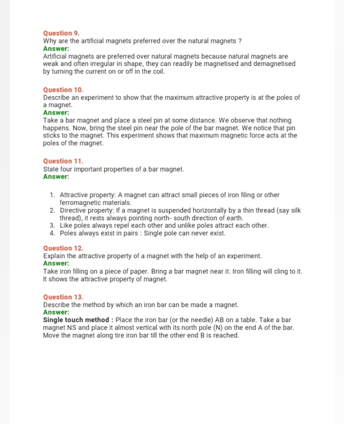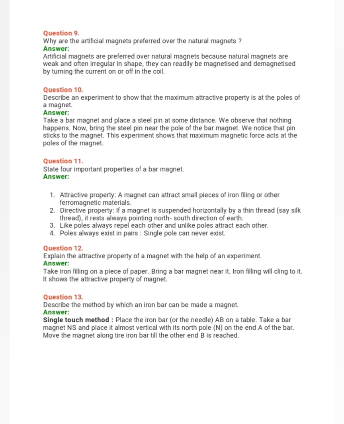Question 12. Explain the attractive property of a magnet with the help of an experiment. Answer. Take iron filings on a piece of paper. Bring a bar magnet near it. Iron filings will cling to it. It shows the attractive property of a magnet.